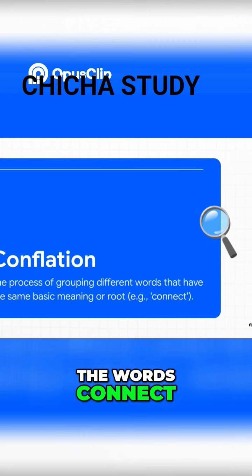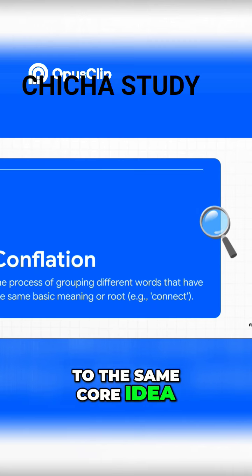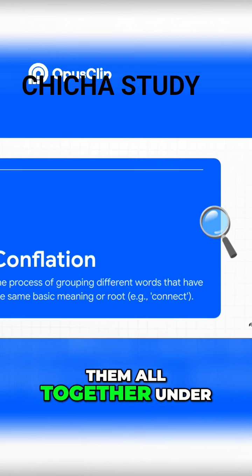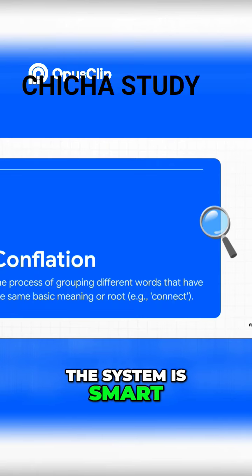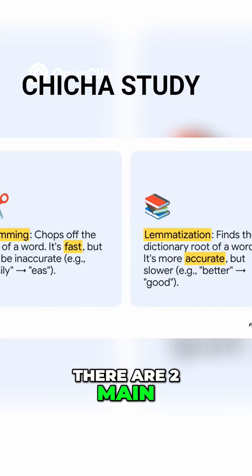The words connect, connecting, and connection, they all point back to the same core idea, right? So conflation is just the process of grouping them all together under one common root. That way, if you search for one, the system is smart enough to know you're probably interested in the others too. Now, there are 2 main ways to do this.